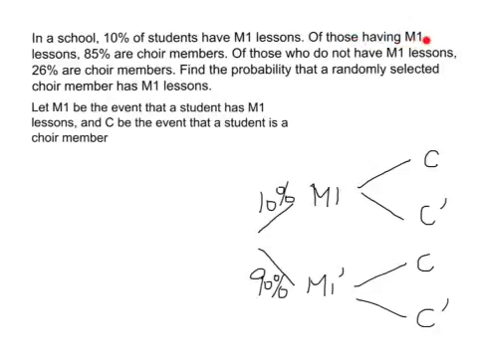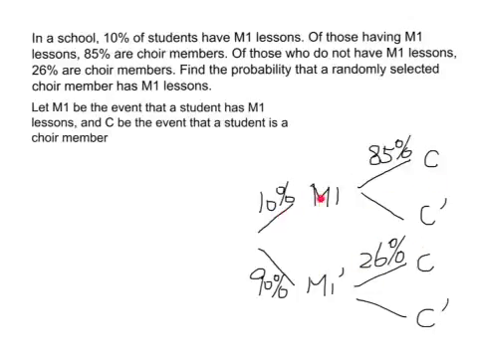And then for those having M1 lessons, so we're starting here. People who have M1 lessons, 85% are choir members. That is a conditional, right? Because given that a student has M1, 85% are choir members. So this is your 85%. Now for those who do not have M1 lessons, we start from here, and again, it's another conditional probability, 26%. Given that you don't have M1, there's a 26% chance that the person is a choir member. So you end up with these numbers here.